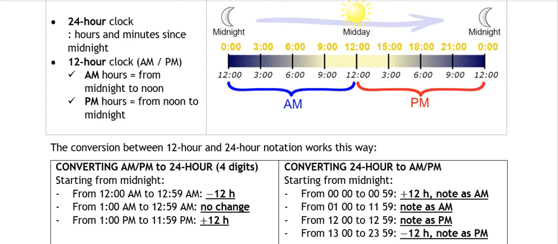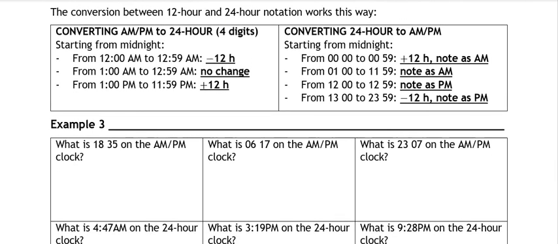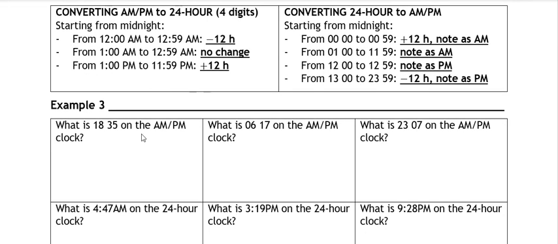Okay, now the conversion will work this way. This one, students, they need to just read through. This is AM PM to 24 hours and converting 24 hours to AM PM. We will just use this later to help you. Okay, now let's move on to the example here.